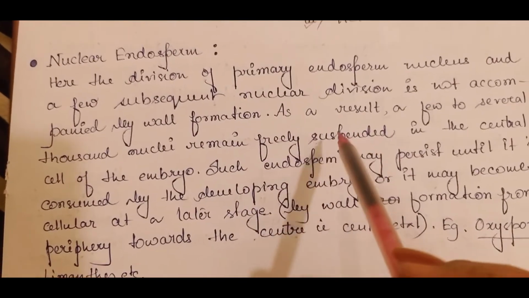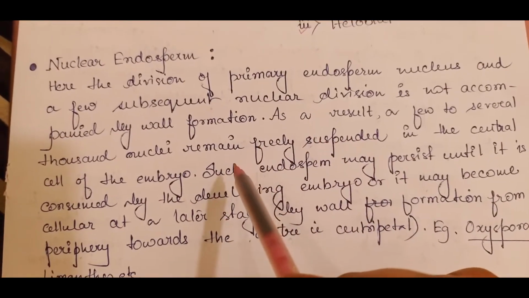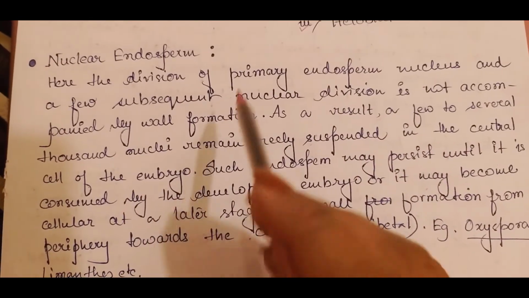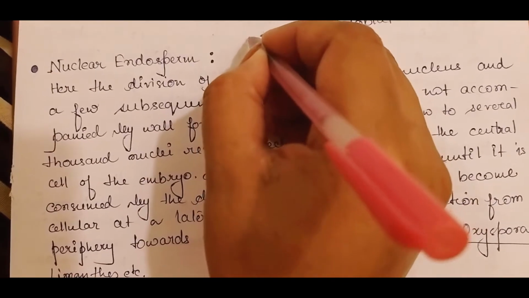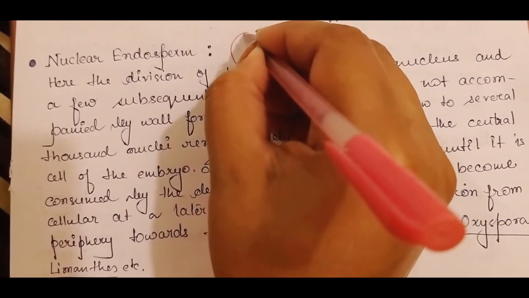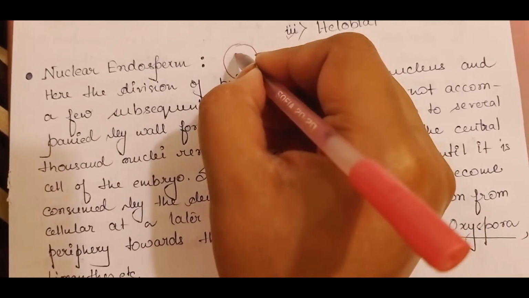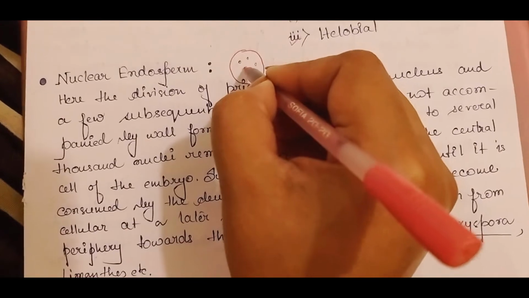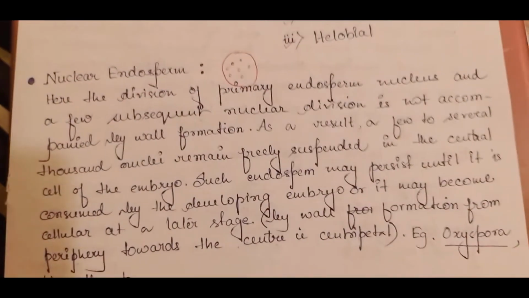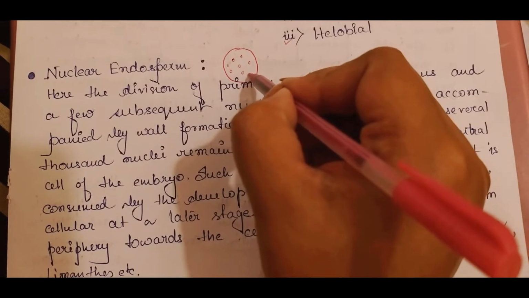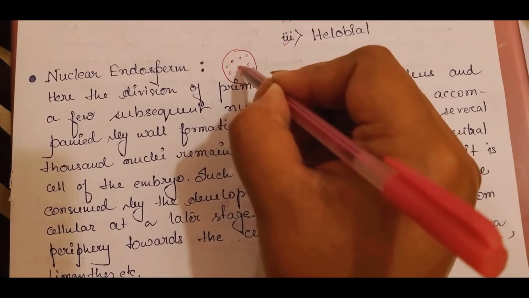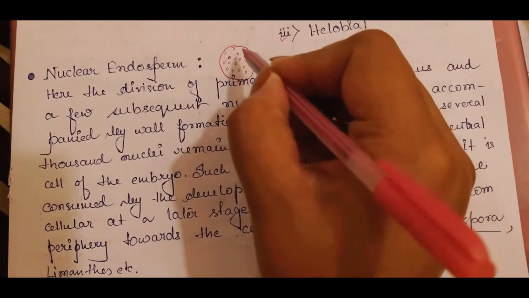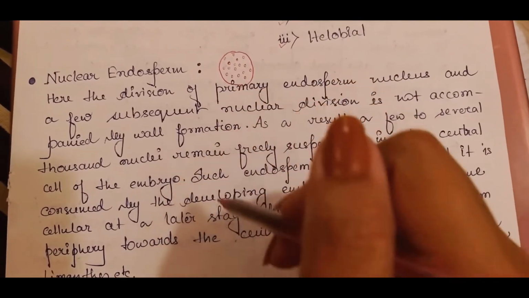After some time, thousands of nuclei remain freely suspended in the central cell of the embryo sac. Now see, if suppose the structure is like this, if the cell wall is not being formed, what will happen? The nuclei tend to remain suspended like this. Okay. Few to thousands of nuclei, they remain suspended like this. Okay.